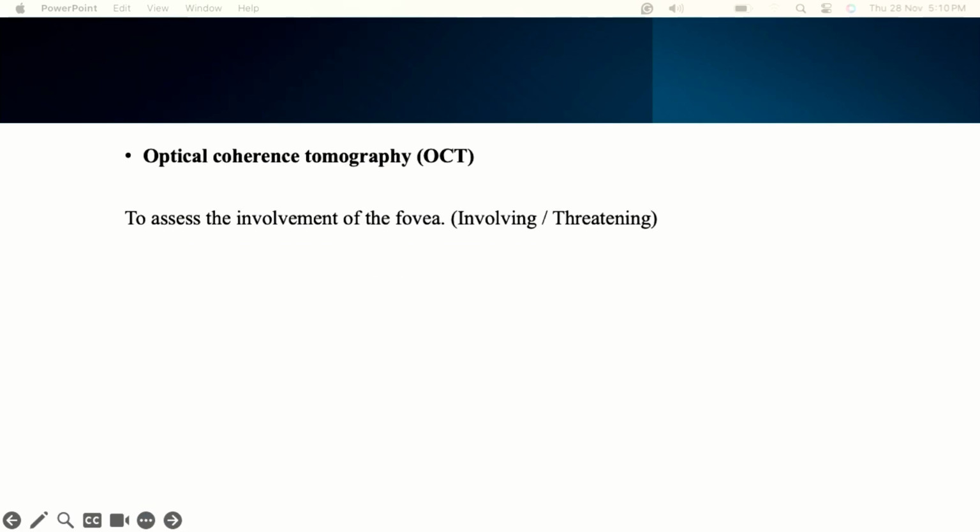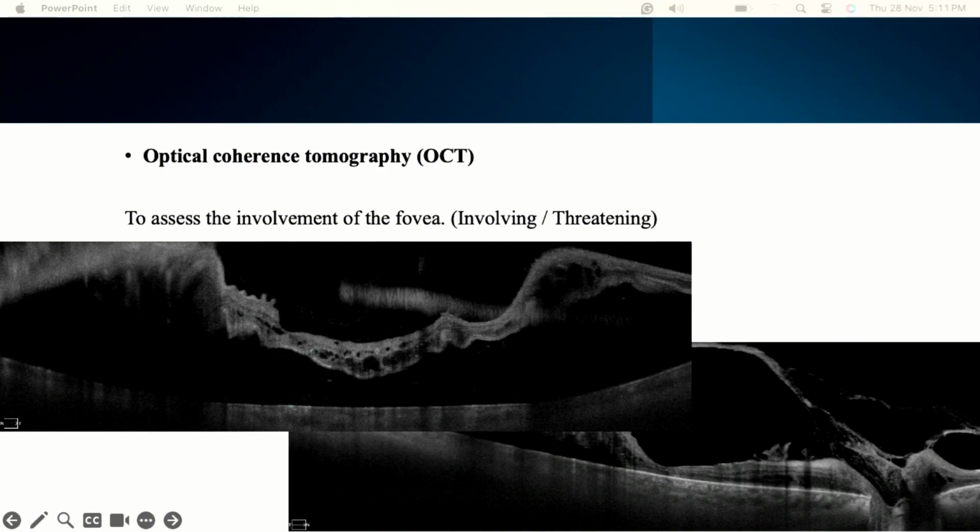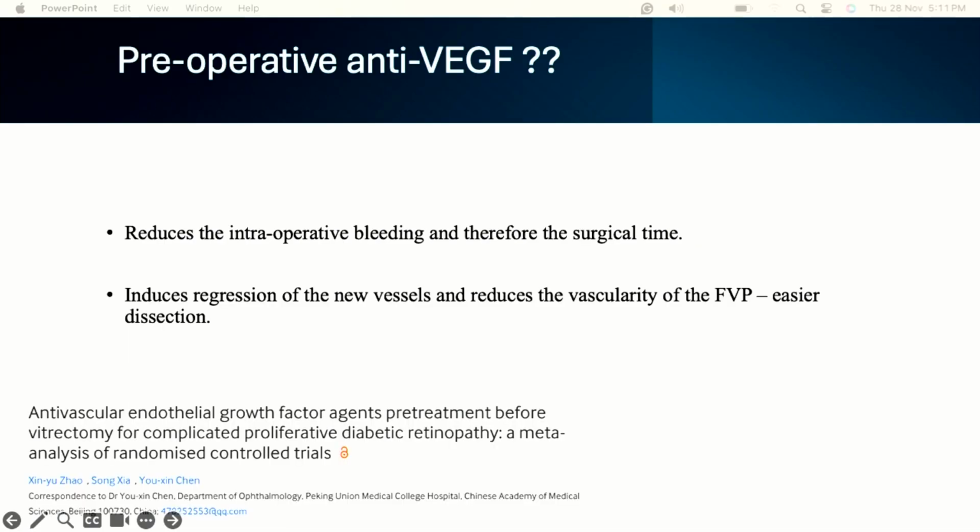OCT is required to assess the involvement of the fovea, whether the fovea is involved or is it threatened. This OCT shows that the fovea is attached, but there is detachment temporal to the fovea. And this OCT is showing that the fovea is detached. So do we need to give a preoperative anti-VEGF?